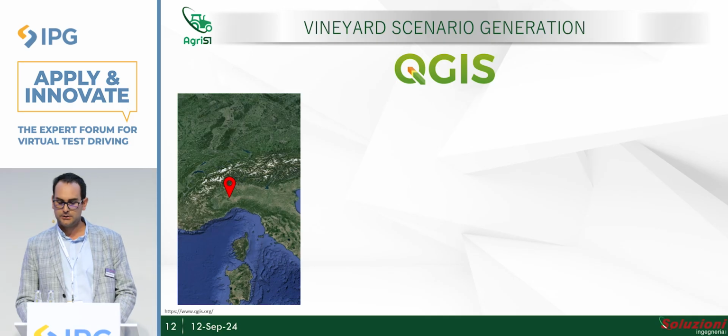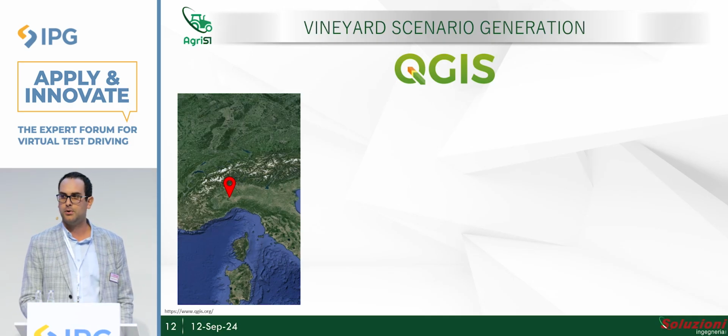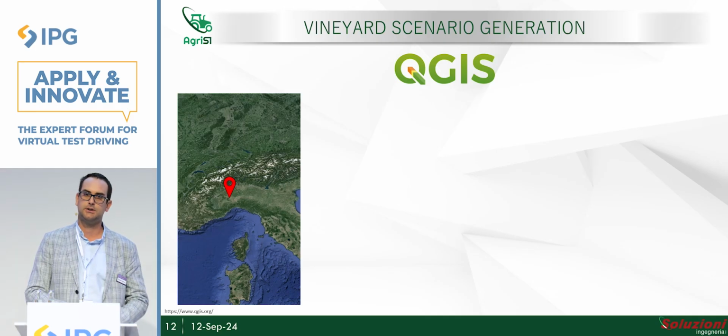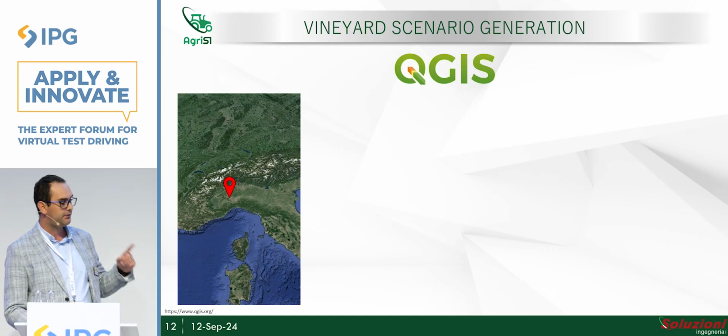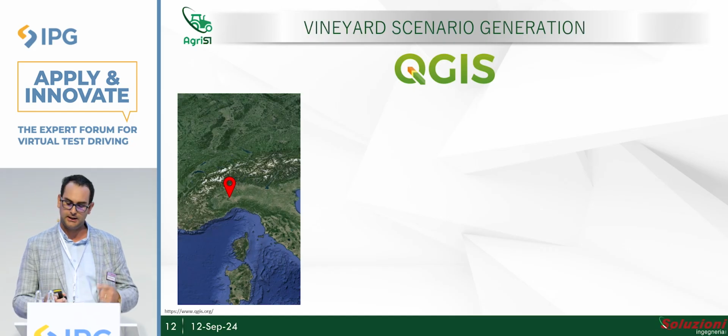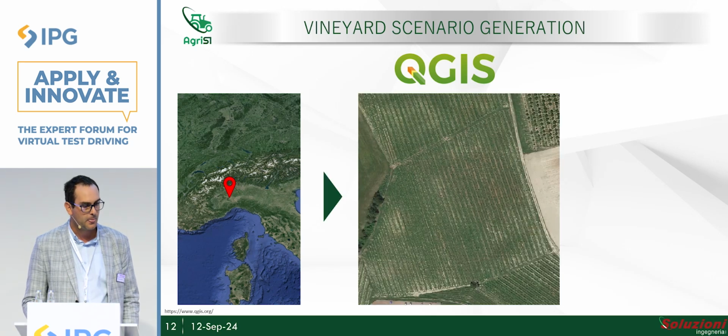To start this process, we need some ingredients. These ingredients are taken from a common GIS software. In this case, we use QGIS, a free and open source GIS software, which permits us to identify every field in the world that we want to replicate in simulation.